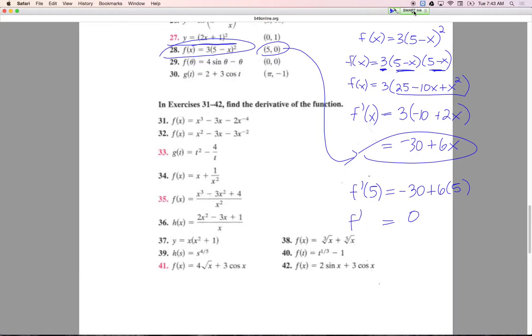So this is the slope of the tangent line, which, ooh, happens to be a horizontal tangent at that point, because the slope's 0. So at (5, 0), there happened to be a peak or a valley. I don't know which one. We'd have to graph it to see, or do a sign analysis, which we'll teach you later. Okay, anything else in that part?